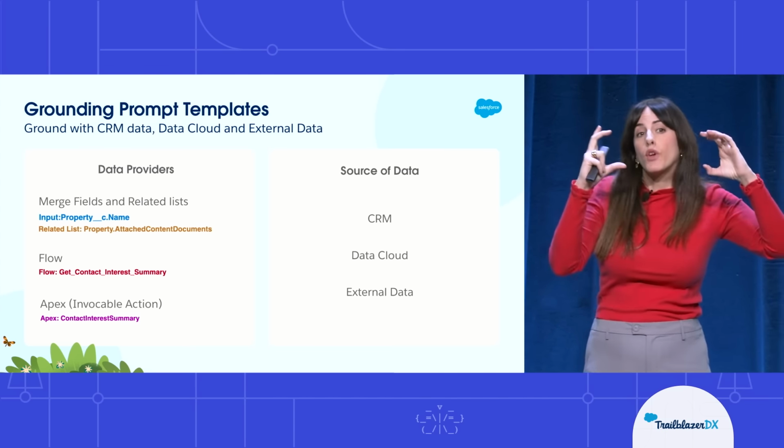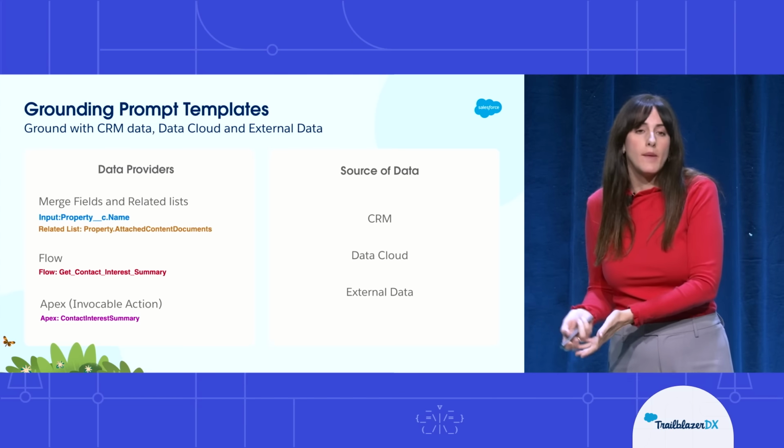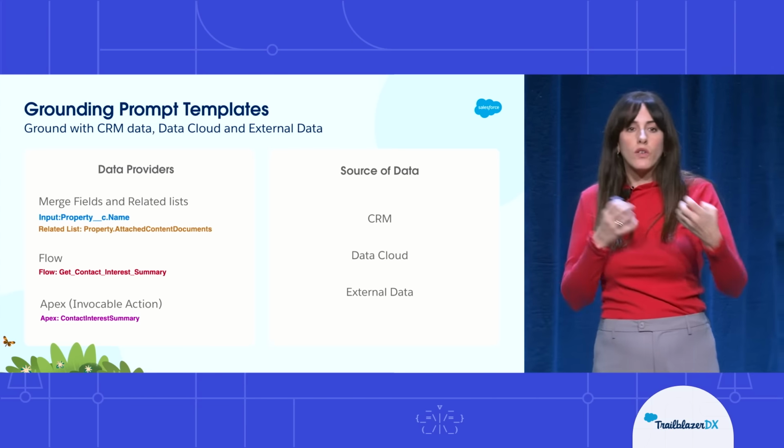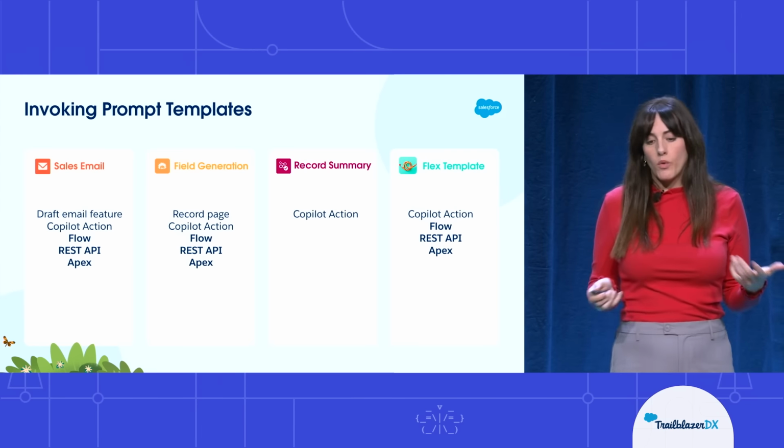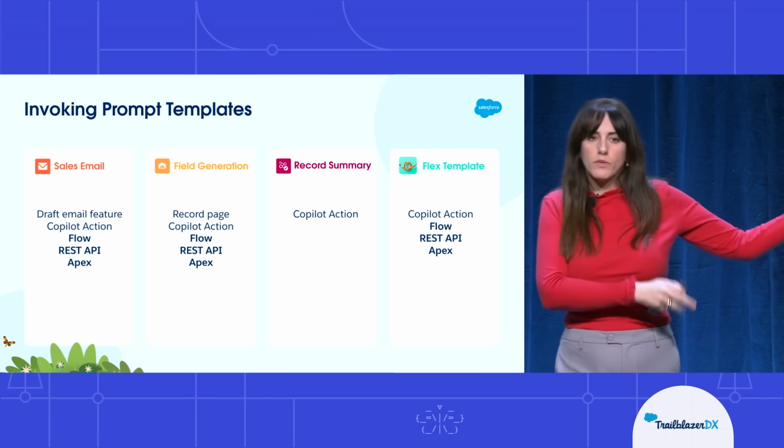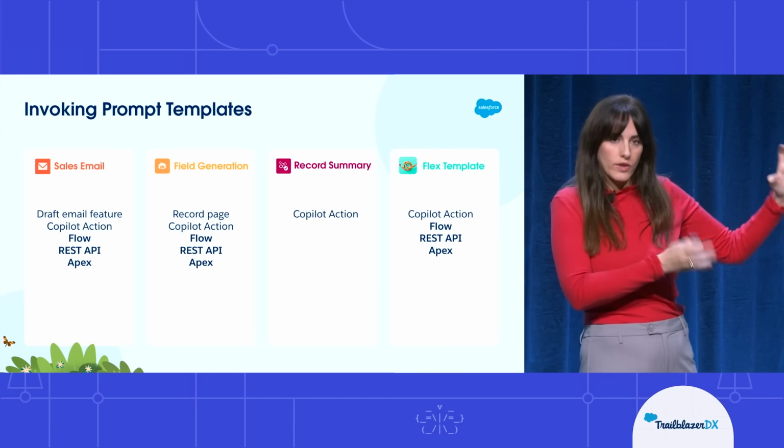And you can also get information from Apex. You can create an invocable action in Apex that returns some text which is meant to be added to the prompt. So that's how you ground prompt templates, how you add the context to them.